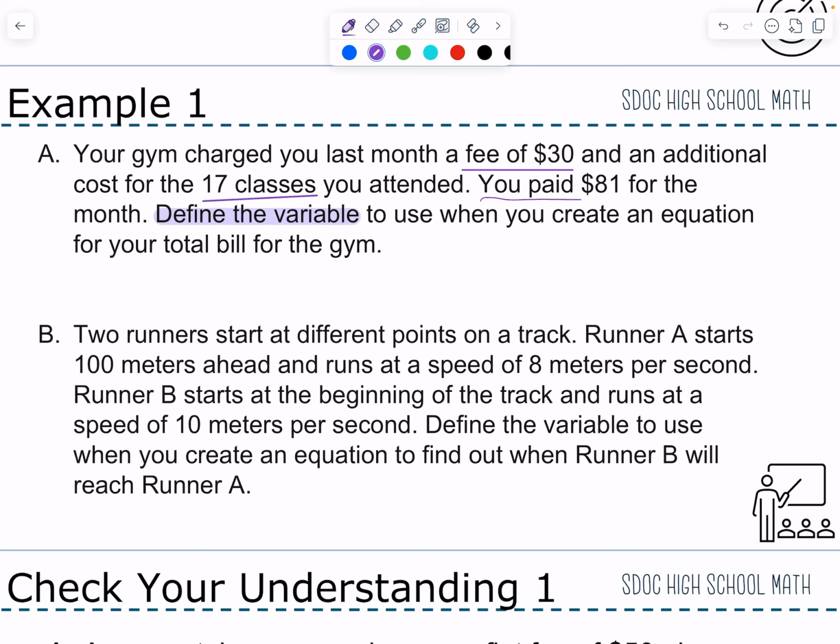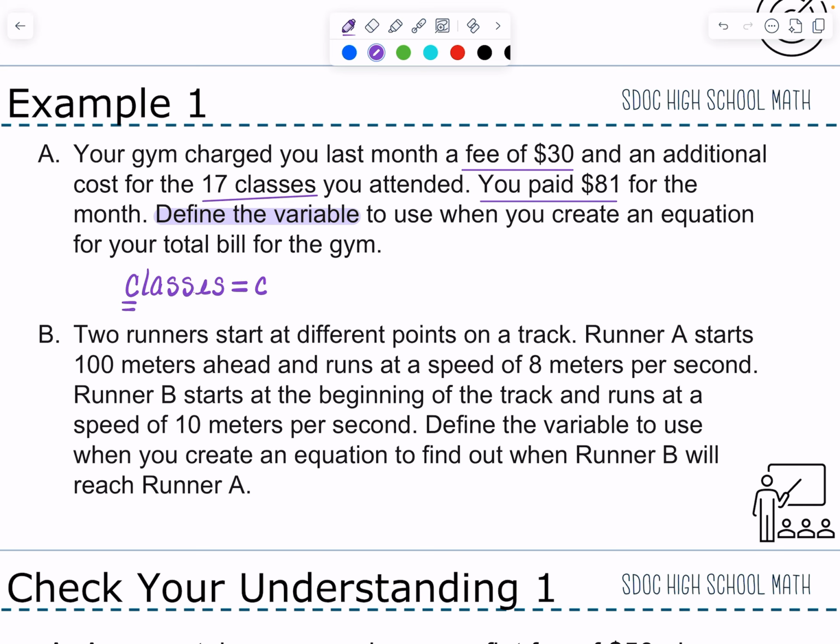You paid $81 for the month. Did that change? No, because it's in the past, you've already paid that. So what is changing here? The only thing that changes is the number of classes. So given that we're looking at the cost for the classes, and we're trying to figure out what could have changed, what variable could I use to describe classes? I'm going to go ahead and go with C because classes starts with C.